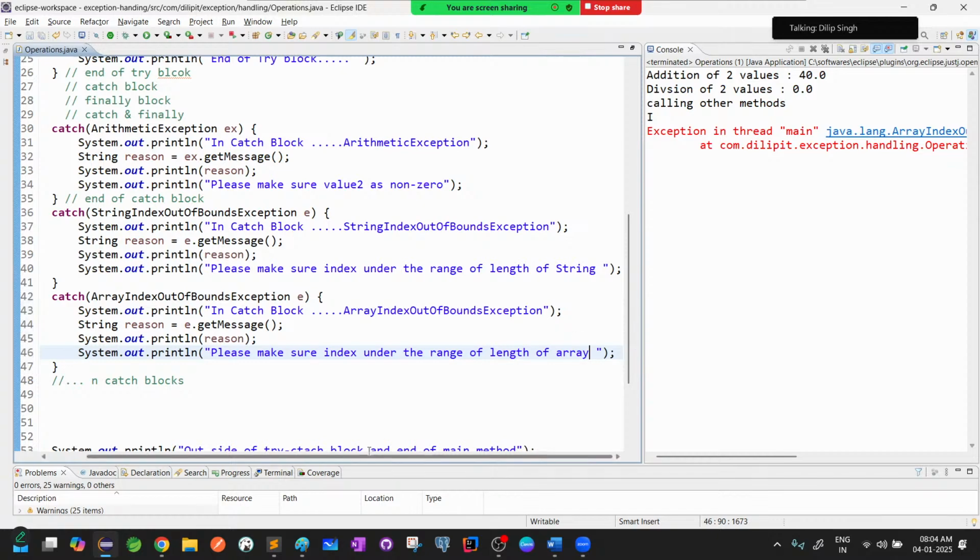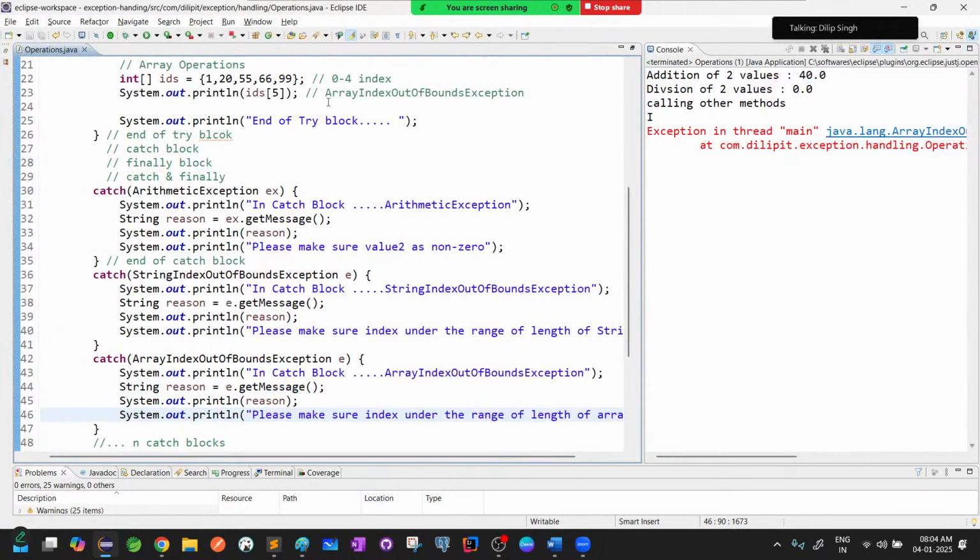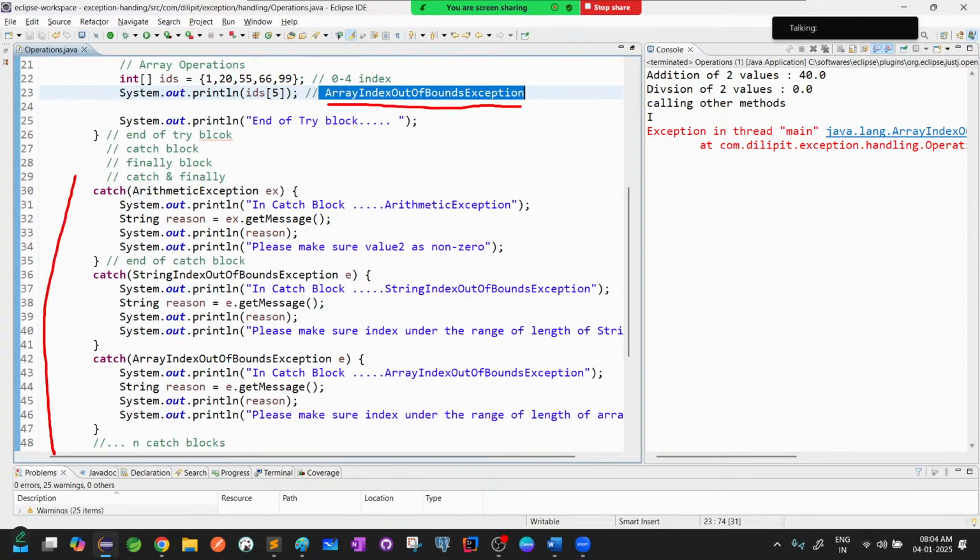Now what will happen? As per my explanation, arithmetic exception, sorry, array index exception came, then immediately it will jump to the catch block section by taking this object type. What exception object got created? Array index out of bounds exception object. Then it will check whether there is any catch block associated with this exception type. Not matching, not matching, matching.